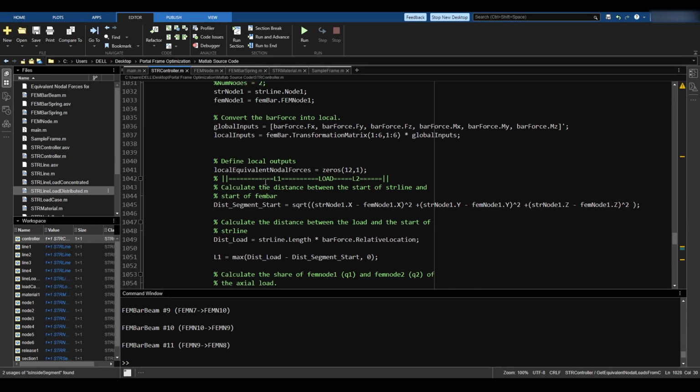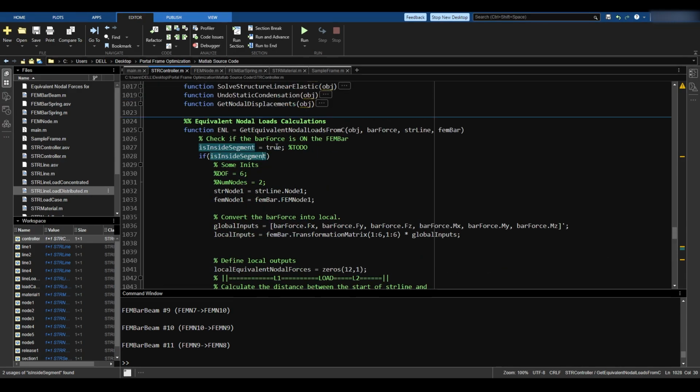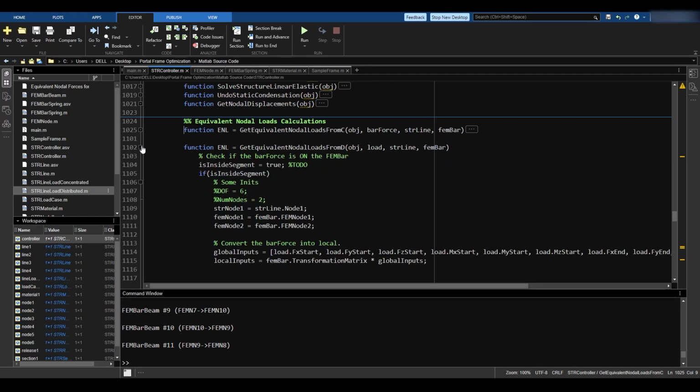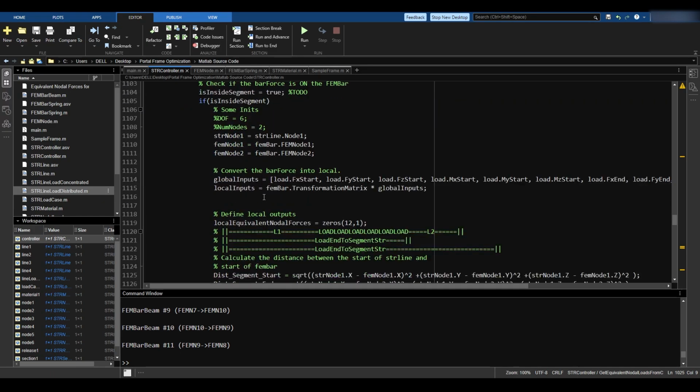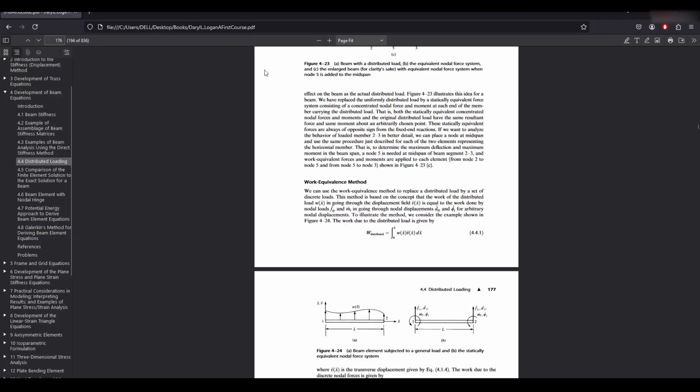So here we are, and we need to program this stuff. Now for the nodal concentrator, I can collapse it because we are focused now on this. Here we need to know something called the load equivalence method. This is mentioned in Daryl Logan's book. We're going to use this.